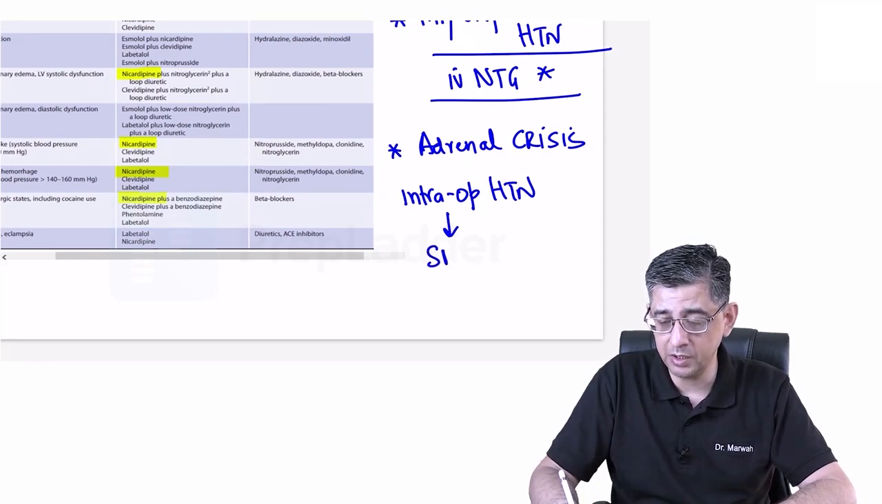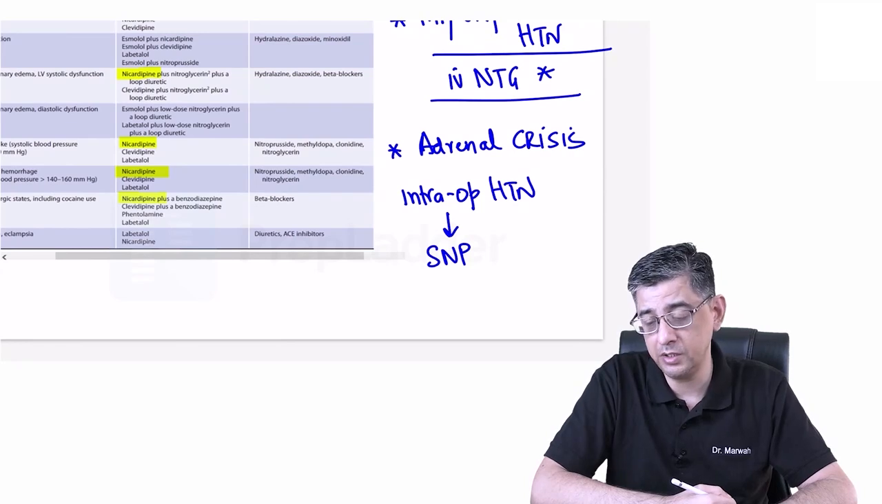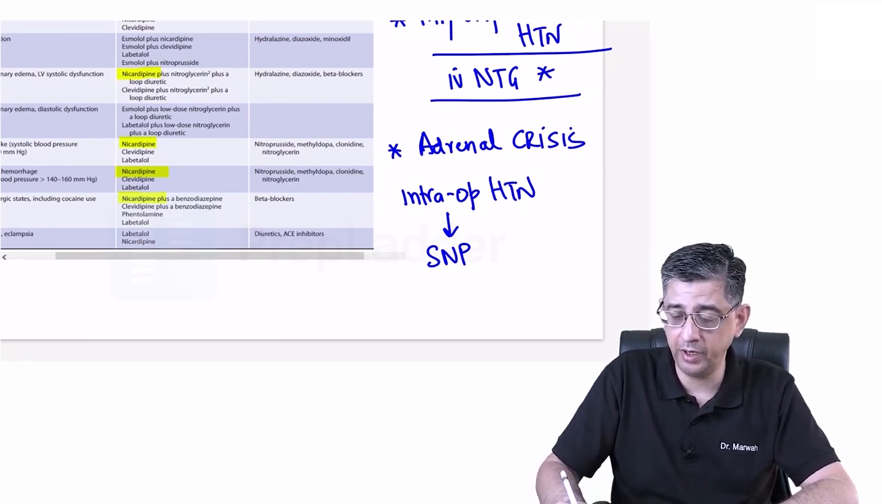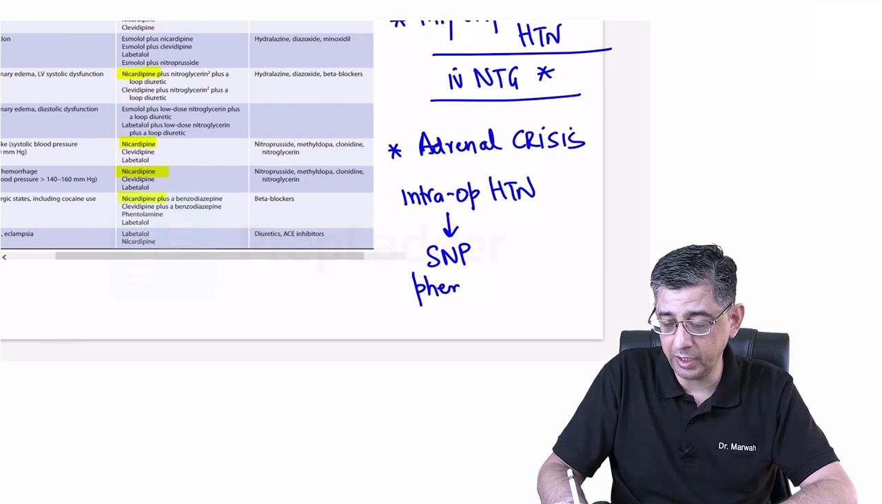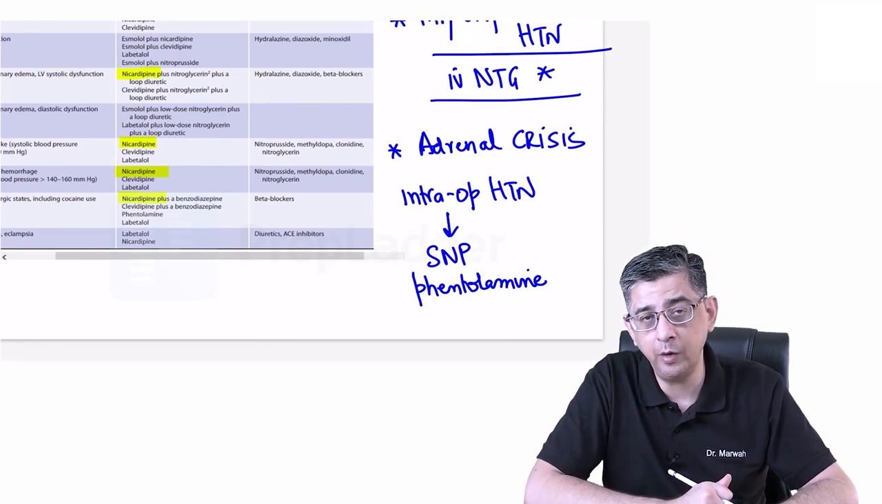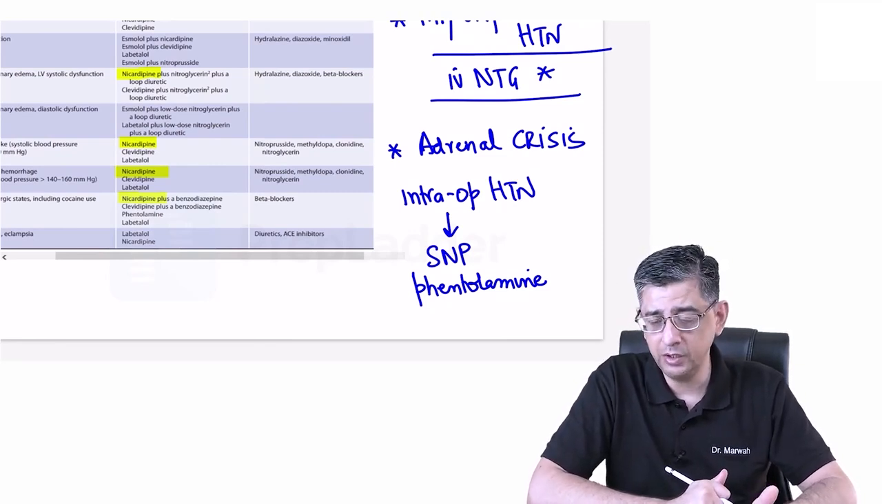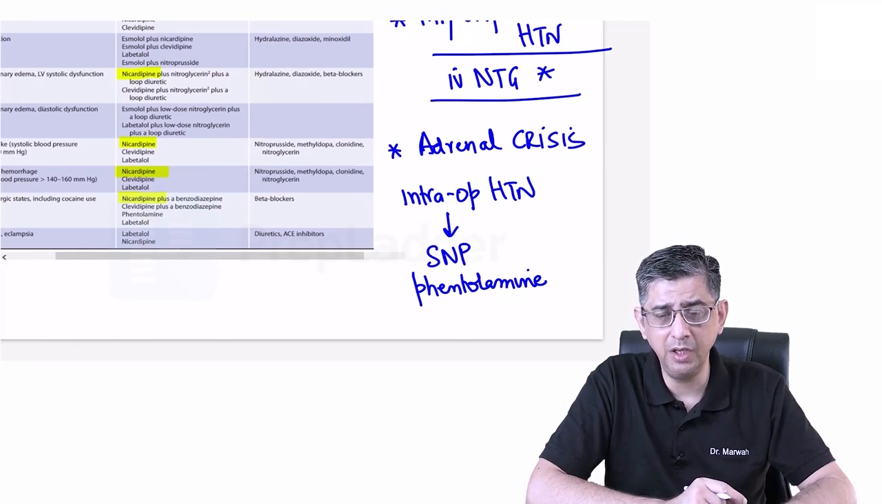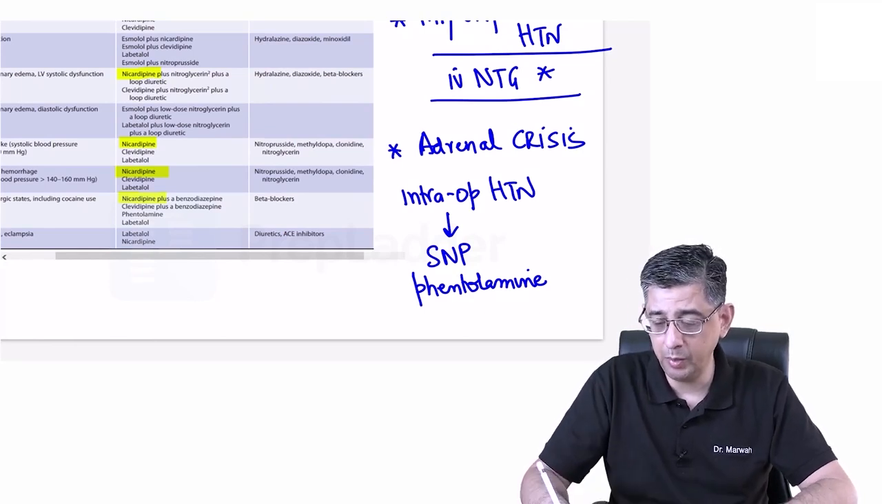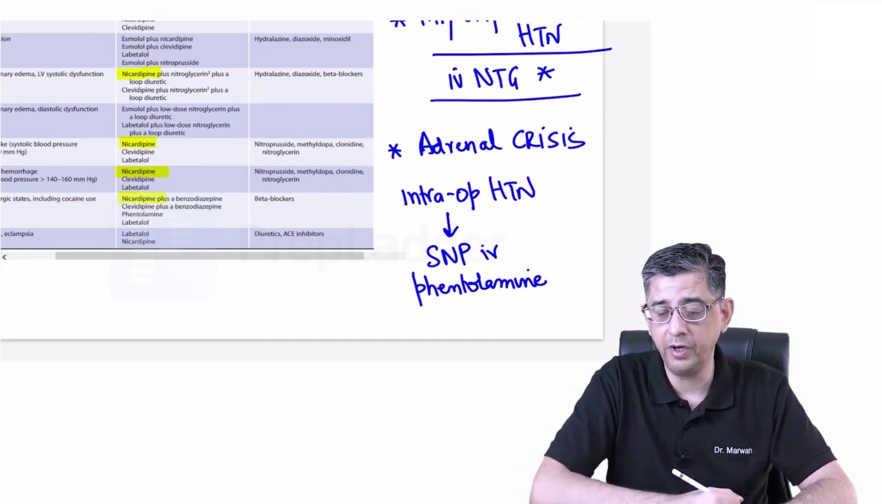So in those circumstances, for management of intraoperative hypertension, I can be using sodium nitroprusside, and if I don't have it, then what I can do is, before the person is wheeled into the OT, I can give intramuscular phentolamine. Now, obviously, the control with intramuscular will be very, I would say, imprecise. So I'll be more comfortable using sodium nitroprusside in this case.